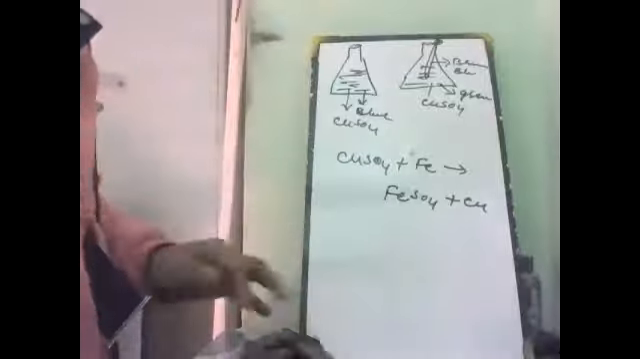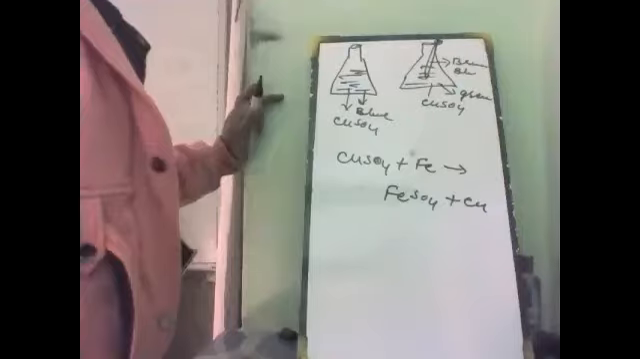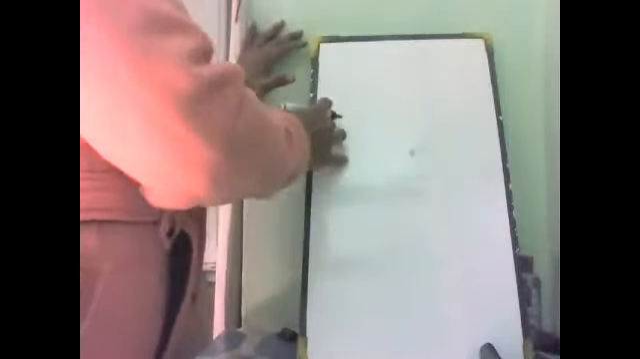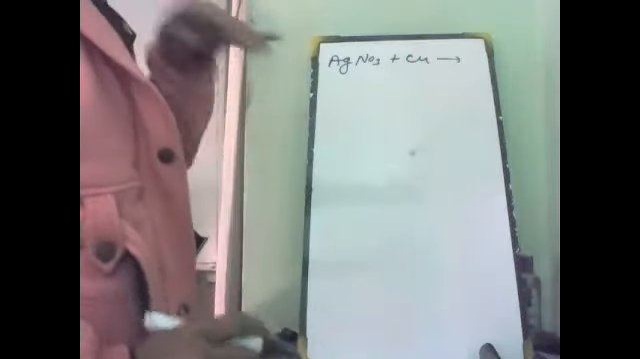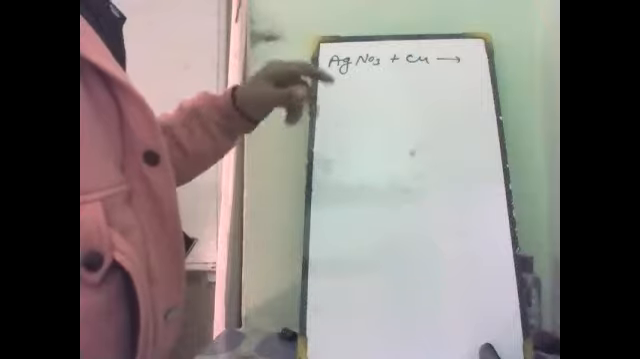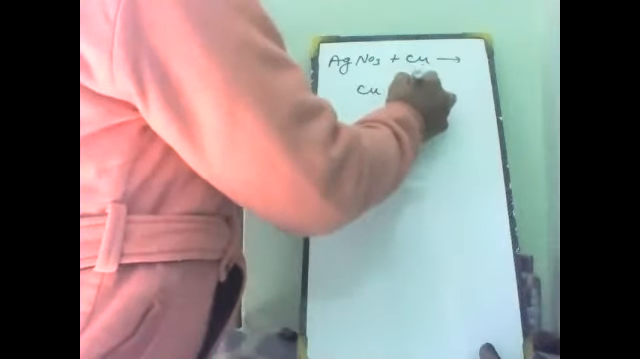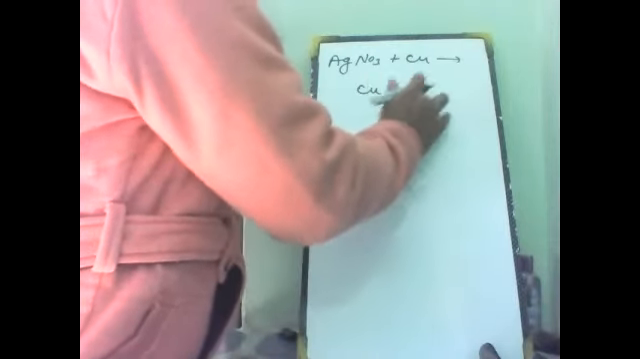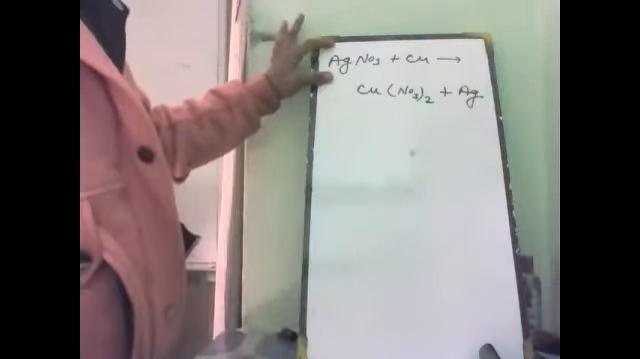Some examples of displacement reaction are as follows. Copper reacts with silver nitrate and forms copper nitrate and displaces silver. See, the copper reacts with the silver nitrate and it turns into copper nitrate, and displaces silver from the silver nitrate.